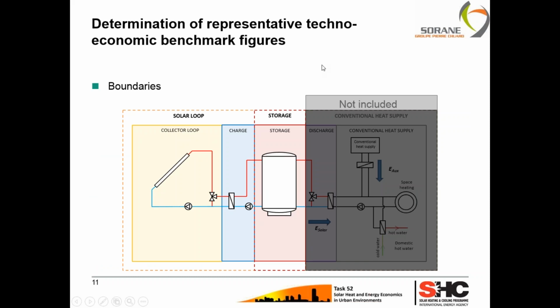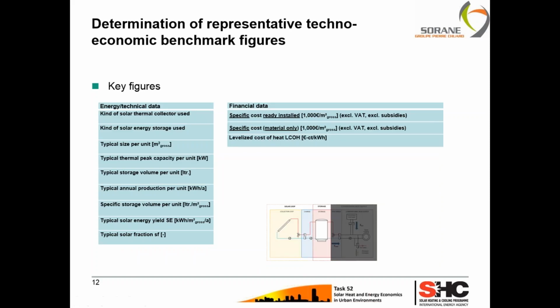Solar energy doesn't work on its own. It is always connected to another source of energy, which can be oil, gas, or wood. Let's say other conventional heat supply. This conventional heat supply is not included in our benchmark. What is included in this benchmark? It's only the solar loop, including the solar collector, the distribution system and the storage. The storage can be shared between the solar collectors and the conventional heat supply, but it is considered in the benchmark.